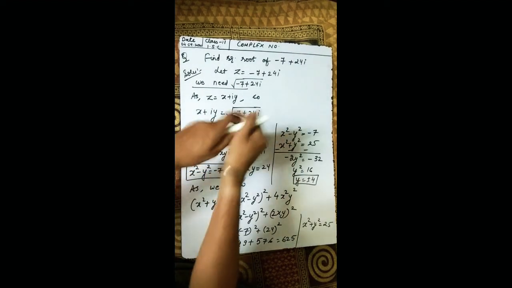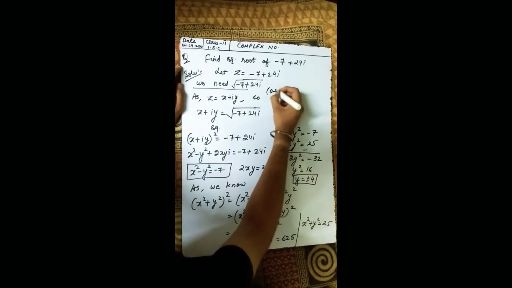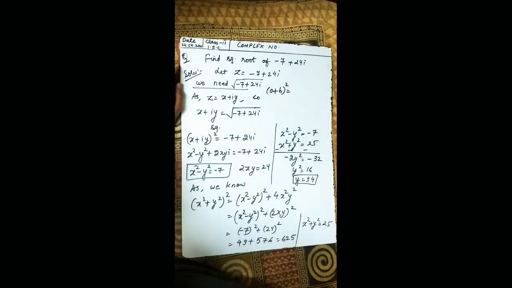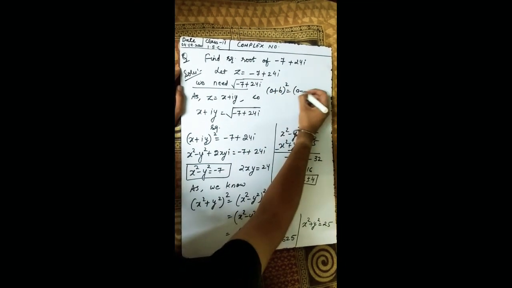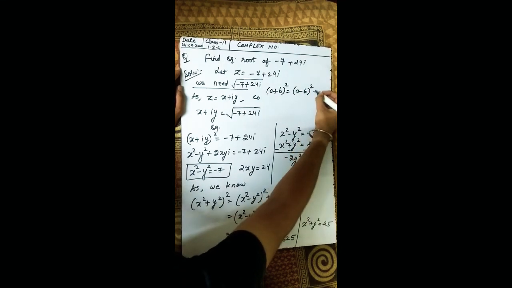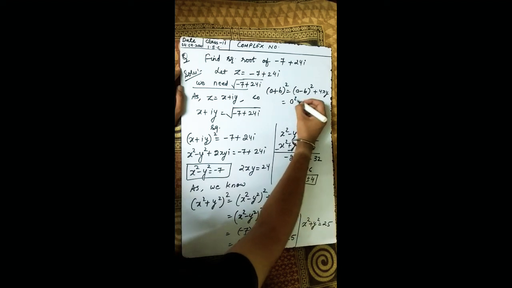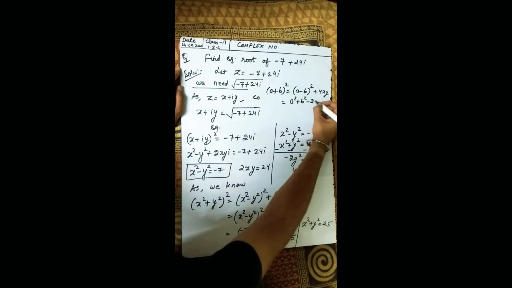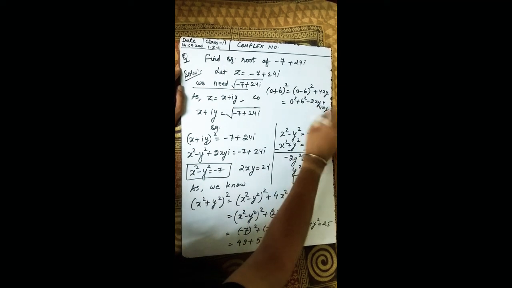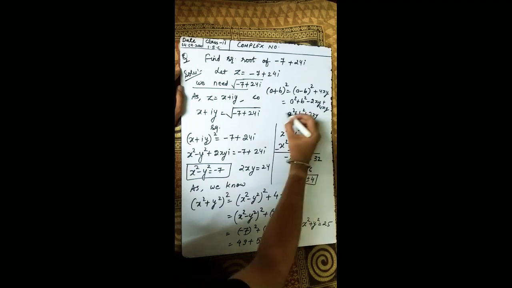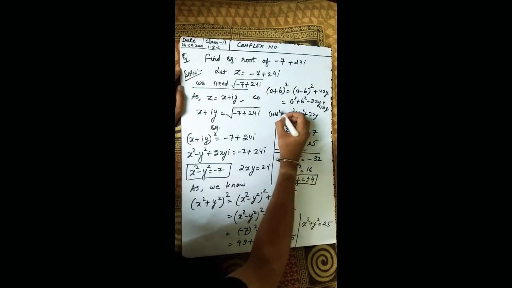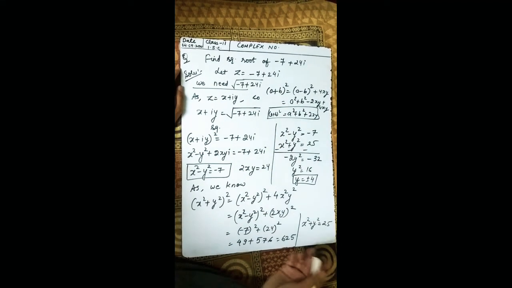Let me just explain here what it is actually about. (a plus b) the whole square is written as (a minus b) the whole square plus 4ab. Why? If you expand it, you'll get a square plus b square minus 2ab plus 4ab. What is minus 2ab plus 4ab? It will be plus 2ab. So hence verified. So that is why.